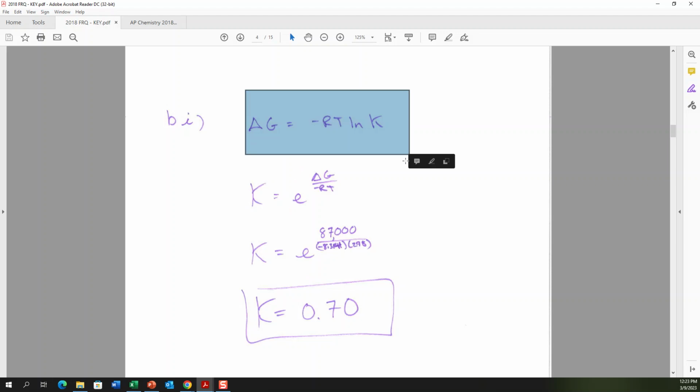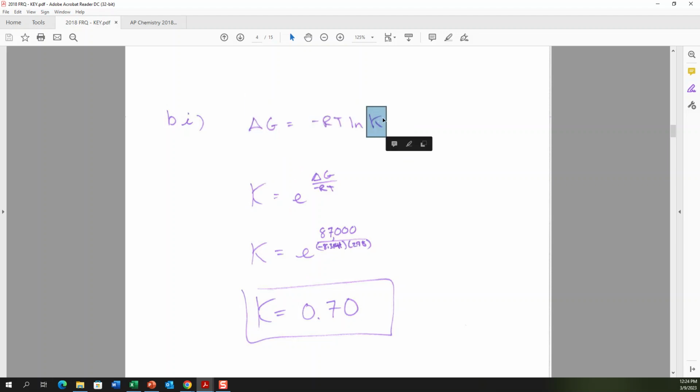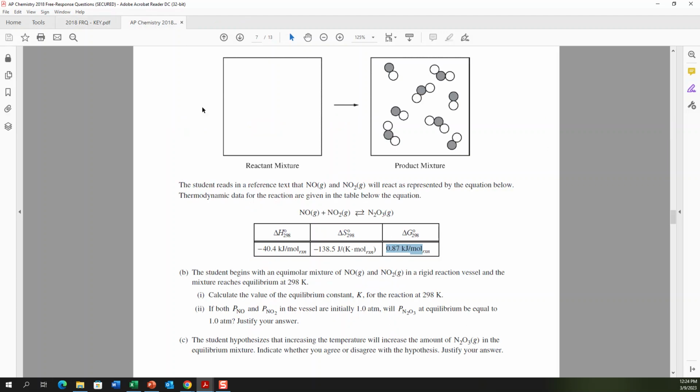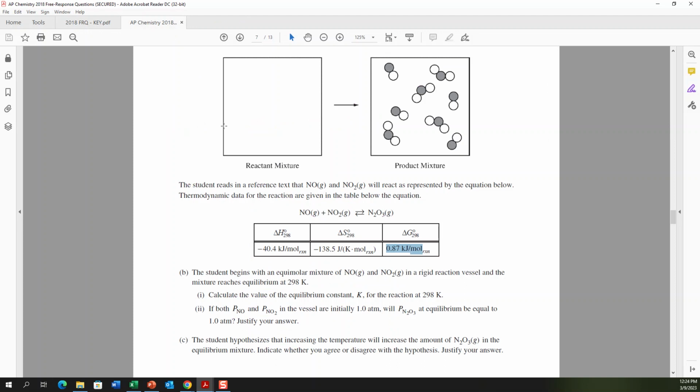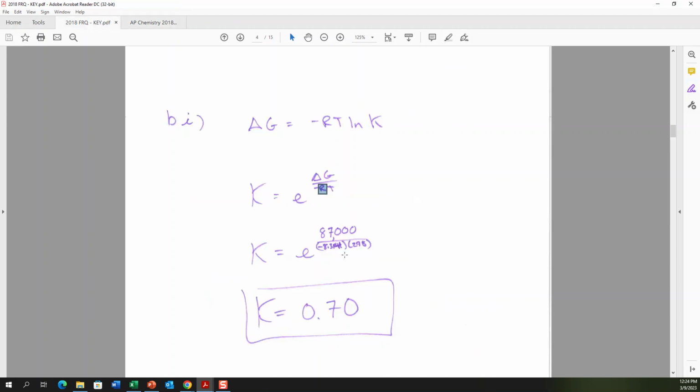All right. Here is the equation, and this is the equilibrium constant K. So we have to isolate K. K equals e raised to the delta G over negative RT. But when we do this, the R value that we use on our formula sheet is the 8.314 value. Again, that R value is on your formula sheet, and that's in joules. So the delta G that we use can't be kilojoules. The delta G that we use has to be joules. So it was 0.87 kilojoules, multiply that by 1,000.